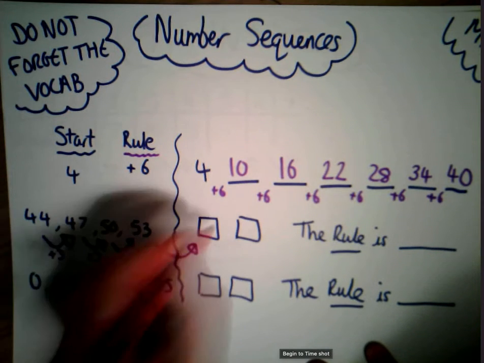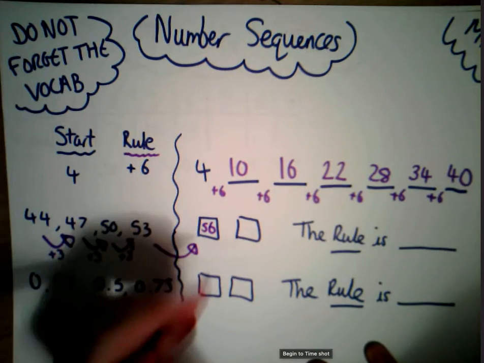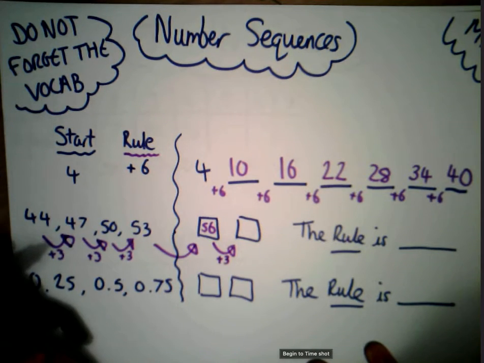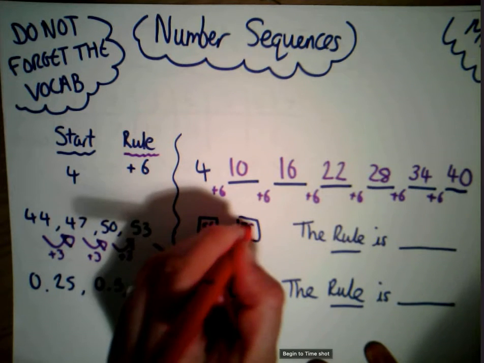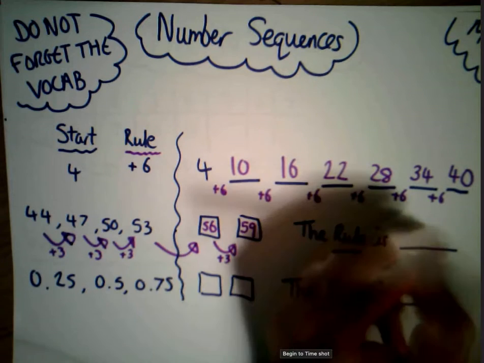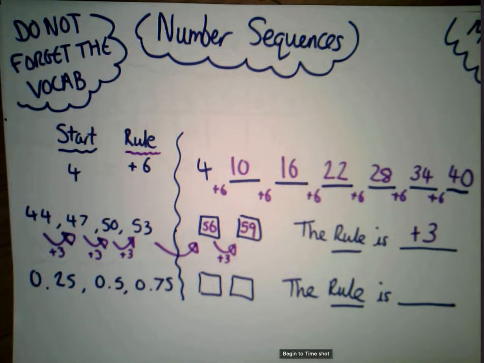So 53 add 3, what is it? 56. And then I'm going to jump again. I'm going to add another 3. Add it on is 59. So the rule is simply every single time you add 3. Okay? So far, so good.